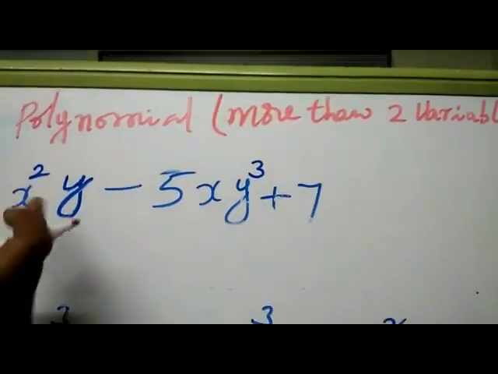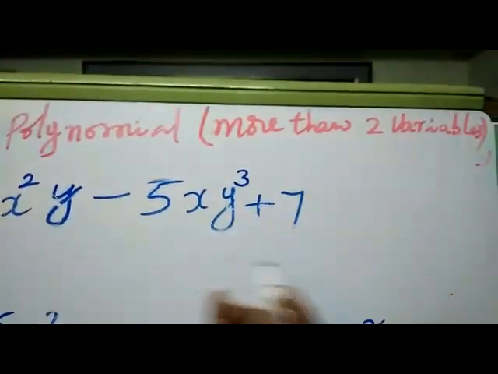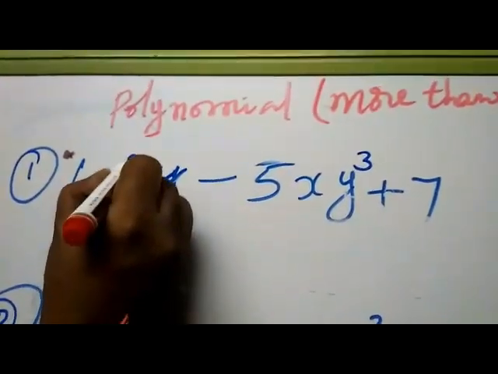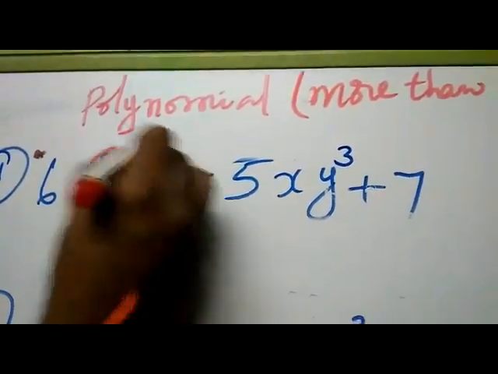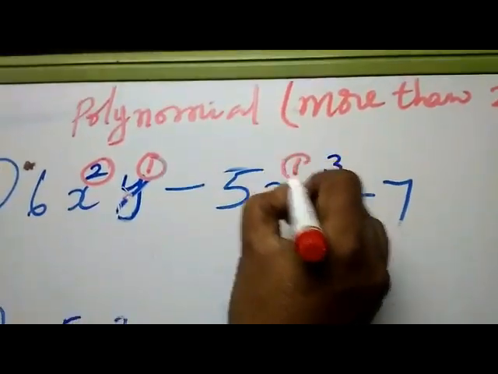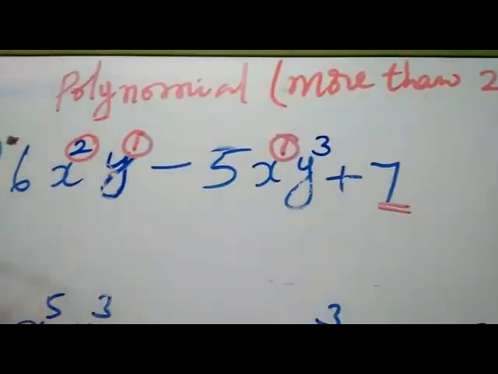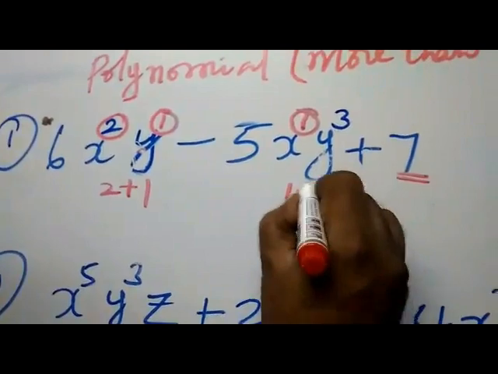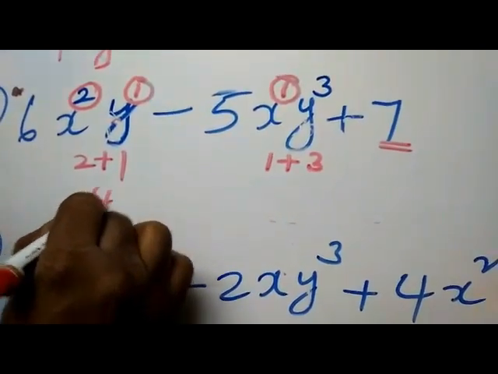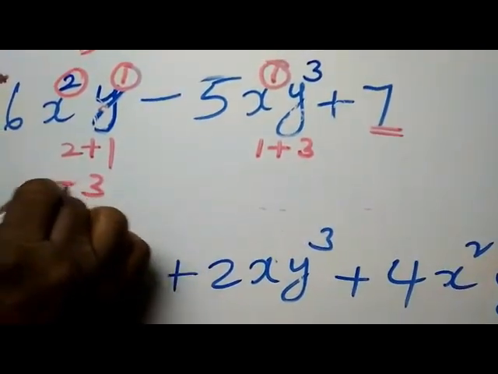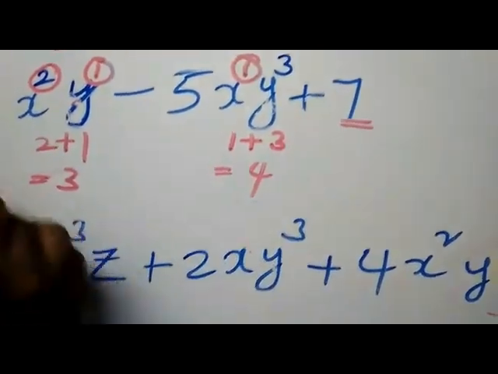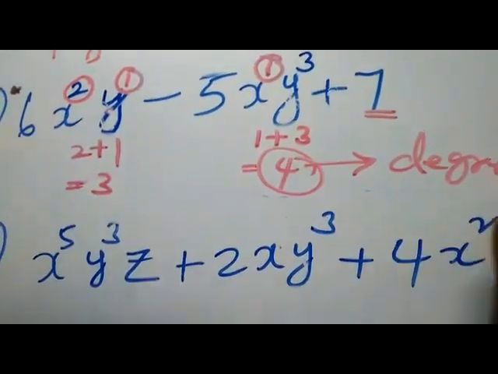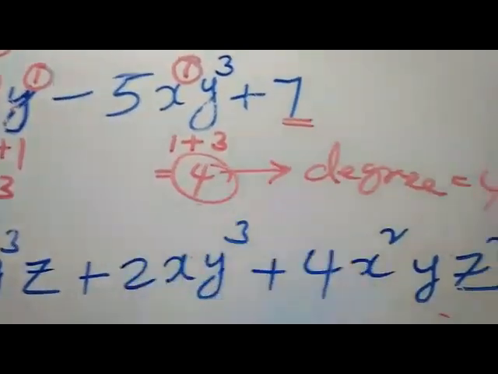Degree. We are going to discuss polynomials in more than one variable. This is not very important, but once again we'll discuss. What is the power of this x? 2. What is the power of this y? 1. Polynomial in two variables. What is the power of this x? 1. Here constant, no need to check in this case. So here 2 plus 1, here 1 plus 3. 2 plus 1 is equal to 3. 1 plus 3 is equal to 4. In this, which is highest? 4 is highest. That's why degree is equal to 4.